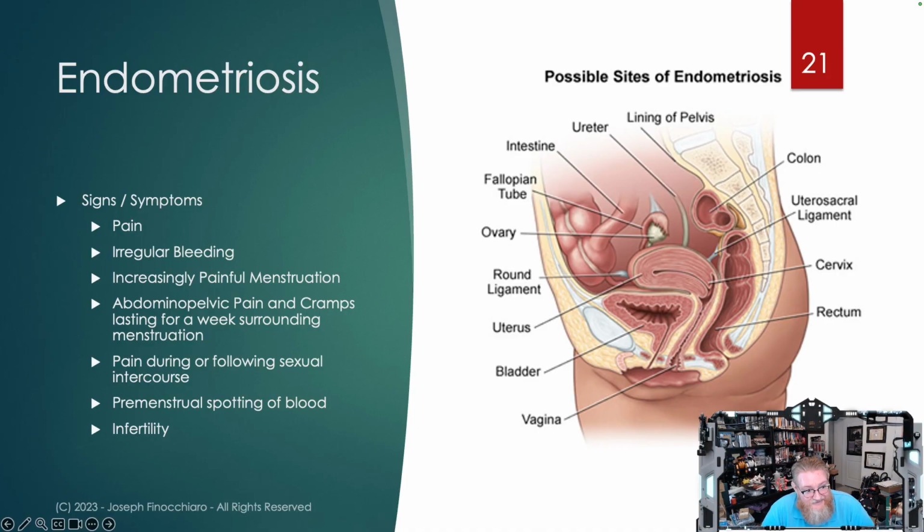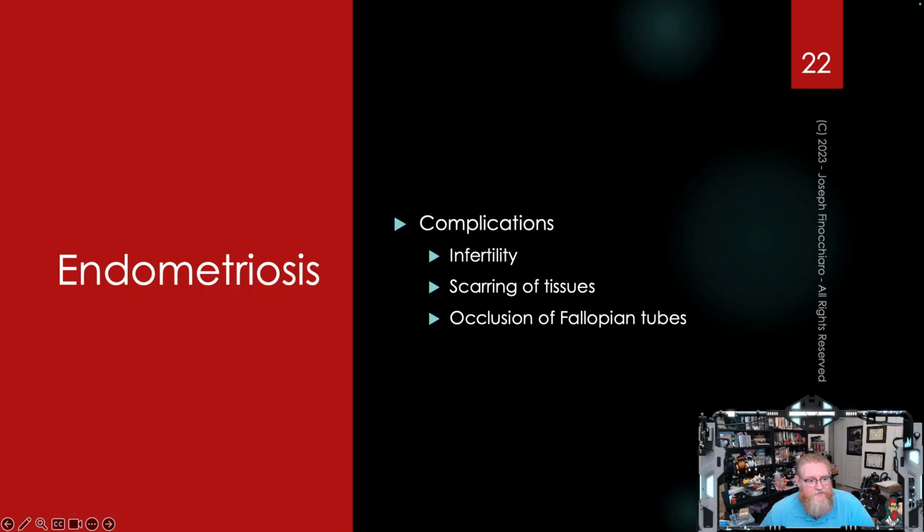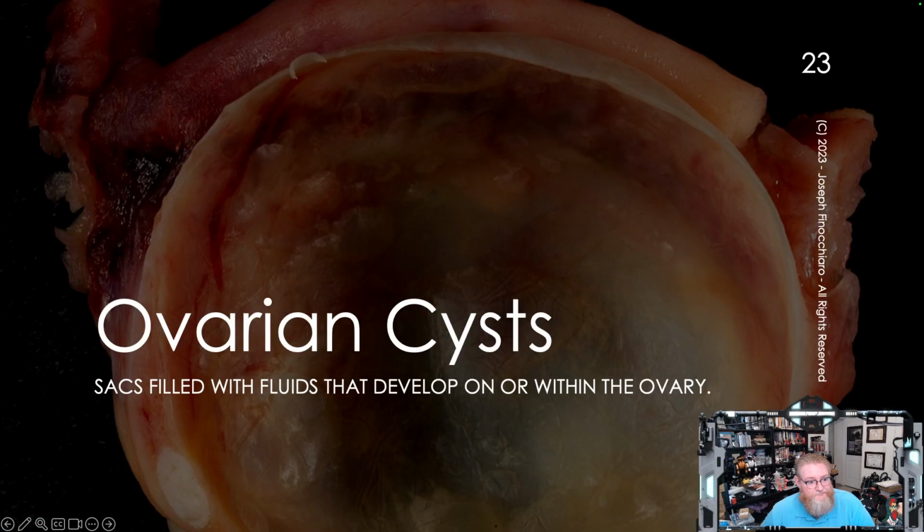What are signs and symptoms of endometriosis? Pain, irregular bleeding, increasingly painful menstruation, abdominal pelvic pain and cramps lasting for a week surrounding menstruation, pain during or following sexual intercourse, premenstrual spotting of blood, and infertility. Complications of endometriosis, again, can include infertility, scarring of tissues, and occlusion or blocking of the fallopian tubes.